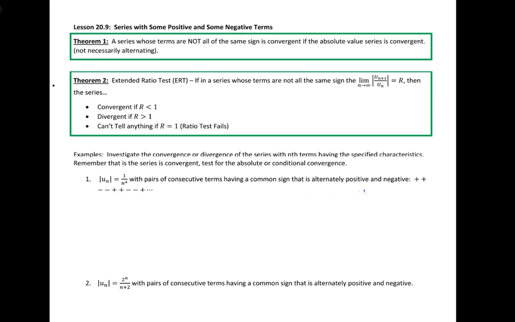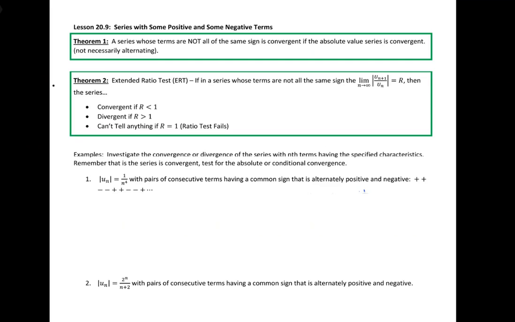All right, so those are the two theorems for 20.9. Let's take a look at a couple examples. The first one says to investigate the convergence or divergence of the series with the terms having these specified characteristics. If a series is convergent, we are going to test for absolute or conditional convergence like we did with the alternating series test.